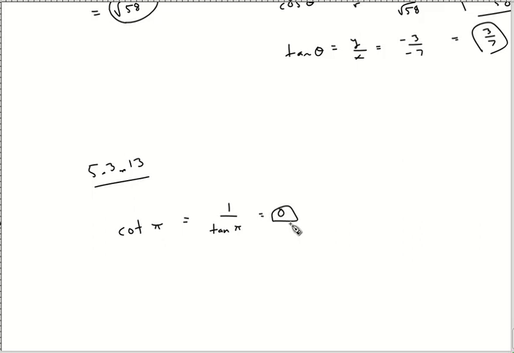I don't think it's 0. I think I wrote something down wrong here. Hold on. Give me a second. 1 divided by the tangent of pi. And am I in radian mode? No. Give me a second. Error.